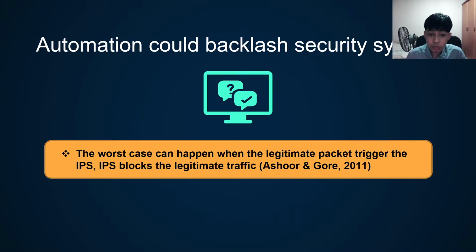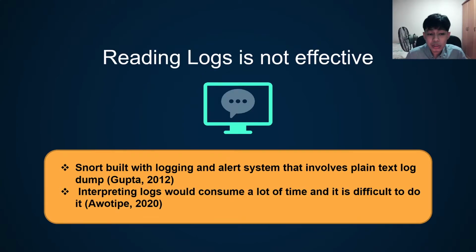An automation tool could also backlash on the security system. This trend can be seen in the intrusion prevention system, which is IPS. IPS works by blocking the suspicious traffic, but sometimes the traffic also comes from legitimate sources. And the last one is that reading logs is not effective. Snort will generate huge log files that require a lot of time for an administrator to interpret.